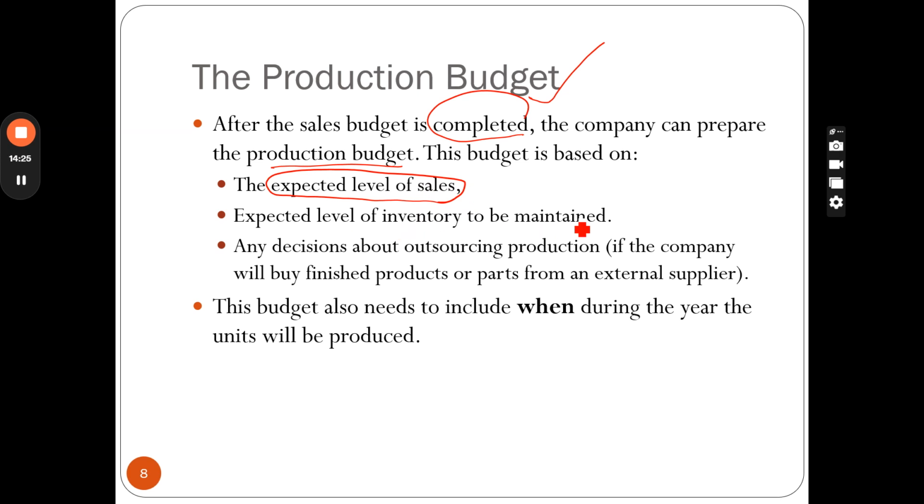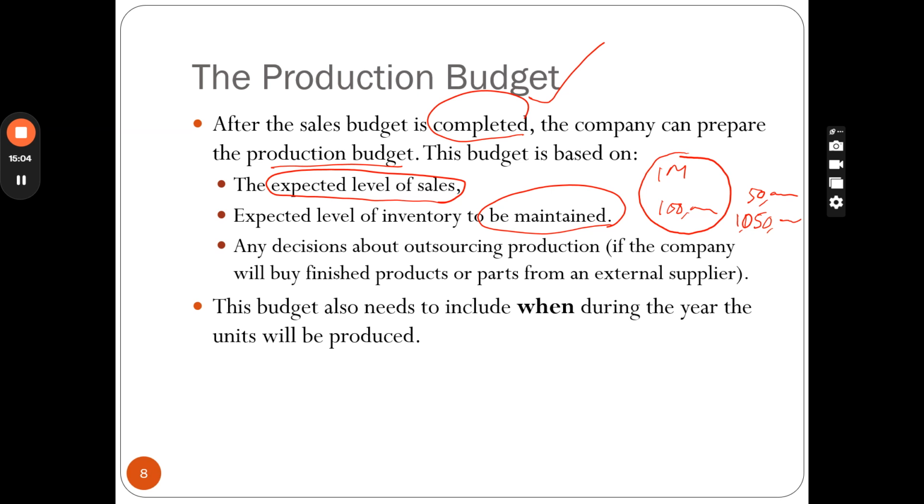And the expected level of inventory to be maintained. Okay, I will sell 1 million units during the period, but I have to have at least 100,000 units as an ending inventory. So totally I have to make 1,100,000. Then you will check how many units I have now. Say I have 50,000 with me in the store. So I have to make only 1,050,000.